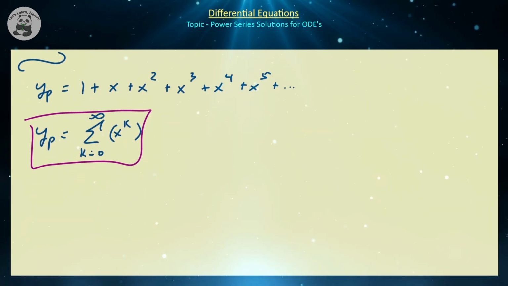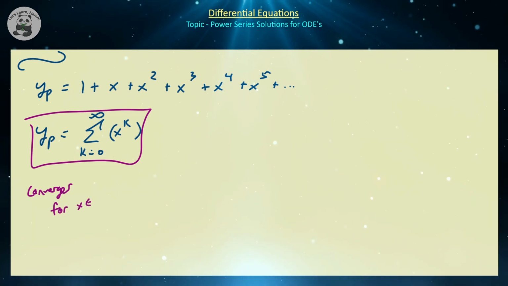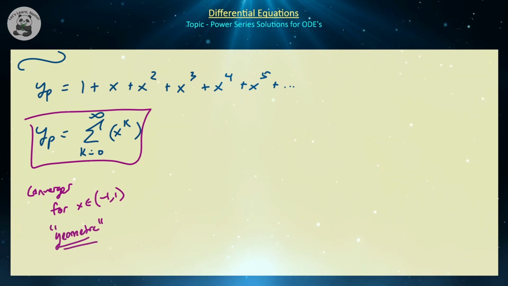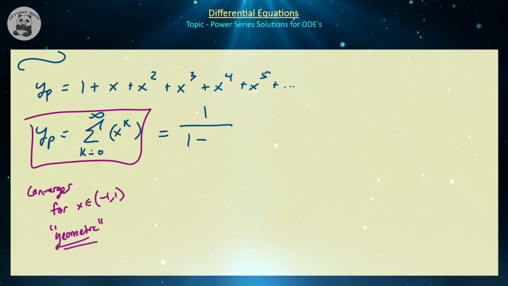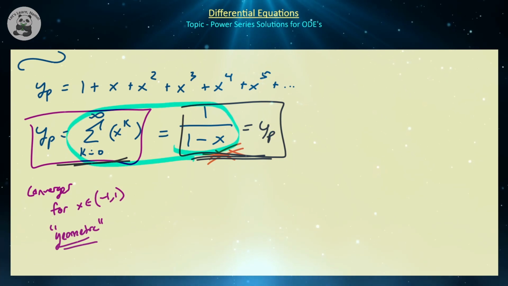But if you remember anything about this series, this doesn't always converge. It only converges for x belonging to the interval from negative 1 to 1, because this is what we call a geometric series, right? And if it converges, it always converges to the function 1 over 1 minus x, which is the same exact solution that we got using our separability approach. But keep in mind, one solution is this, one solution is that, and by the Picard-Lindelof theorem, the solutions are unique, and therefore, the power series of 1 over 1 minus x is the sum from k equal to 0 to infinity of x to the power of k.